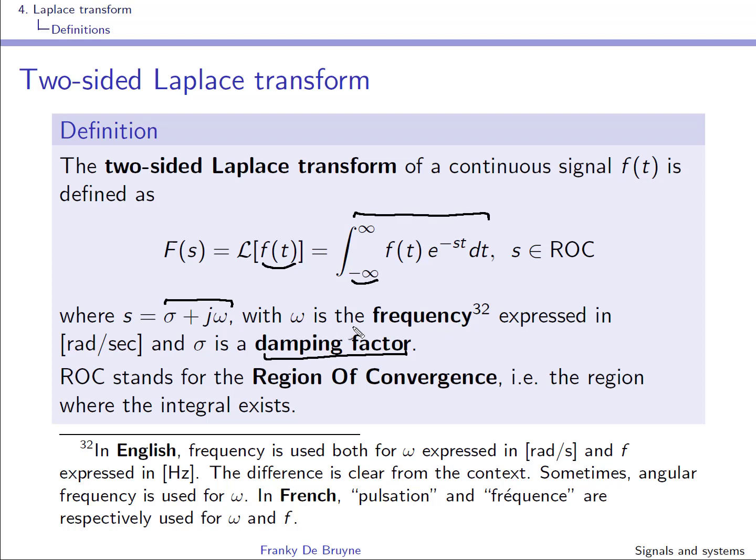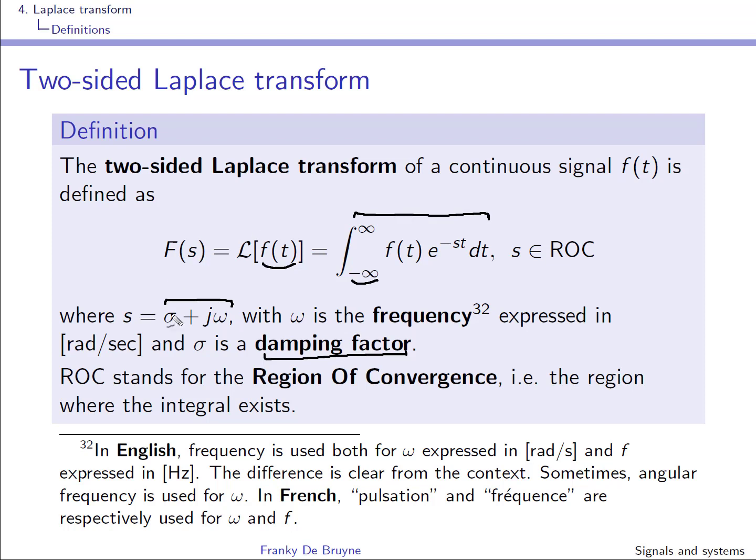In English we use frequency both for frequency expressed in hertz, okay, f, and for frequency expressed in radians per second, and that's the omega. Sometimes we say angular frequency for omega, but most of the time we say frequency, and it's clear from the context if you mean omega or f. In French we use the words pulsation and fréquence respectively for omega and f.